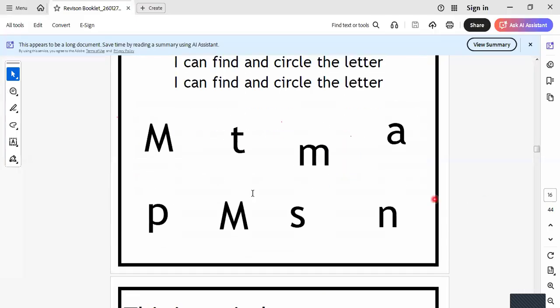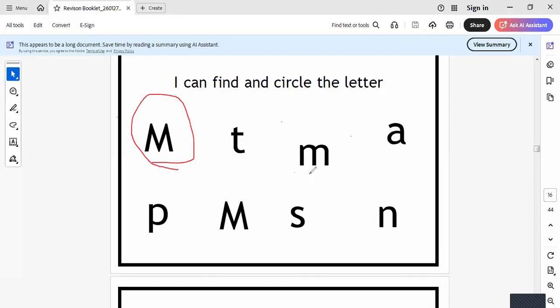Let's select letter M from this question. Here is capital M. Here is small m. Capital M. Here is capital M and small m. Here is capital M. Okay.